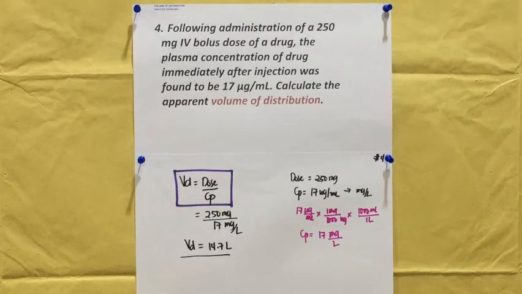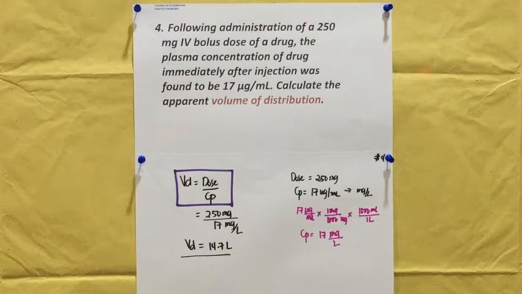Following administration of a 250 milligram IV bolus dose of a drug, the plasma concentration of drug immediately after injection was found to be 17 microgram per ml. Calculate the apparent volume of distribution. For this problem, we are looking for the volume of distribution. And this is the formula. Vd is equivalent to dose divided by Cp.